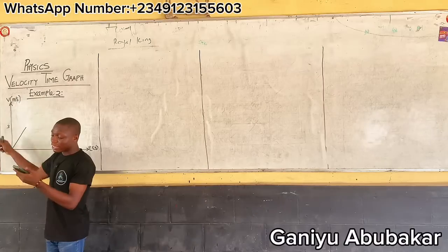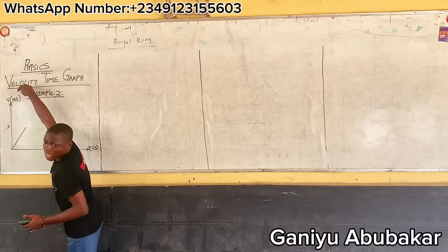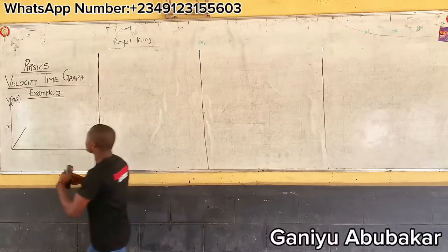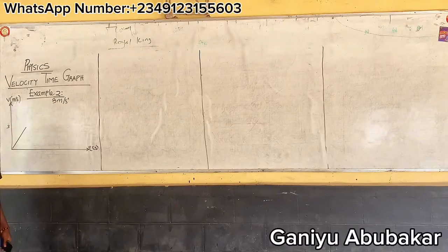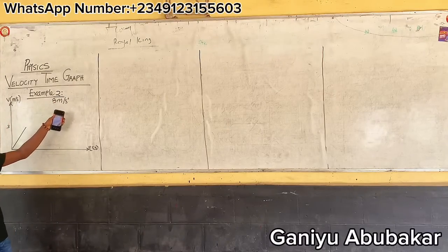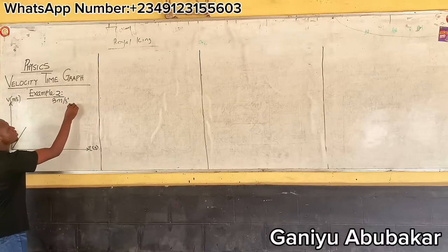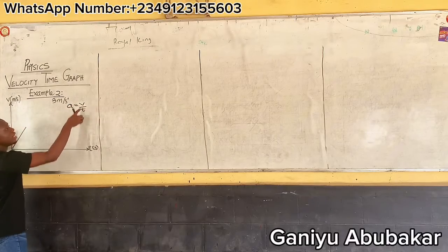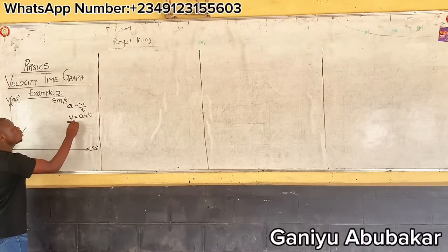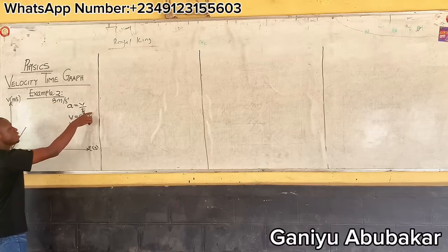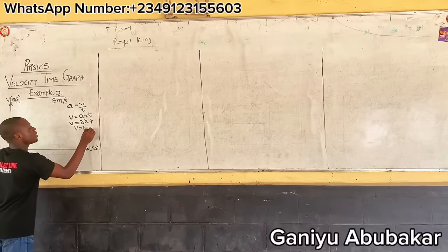But mind, this is a velocity against time graph, and I'm giving you acceleration, 3 meters per second squared. Convert it to velocity and put your answer here. We know that A is V over T, so V is A times T. A is 3 and the time is 4 seconds, so V is 3 times 4, which is 12 meters per second.